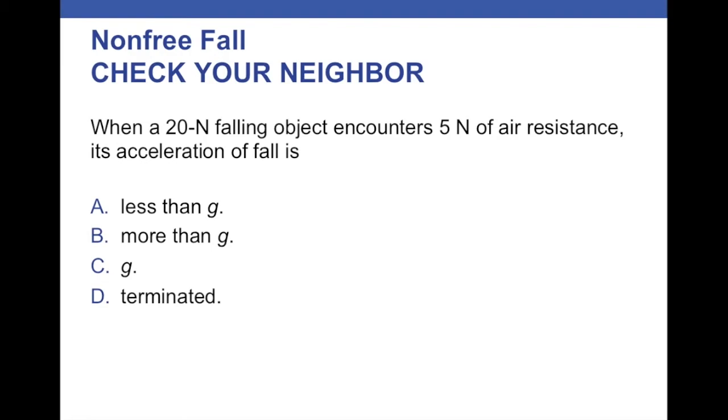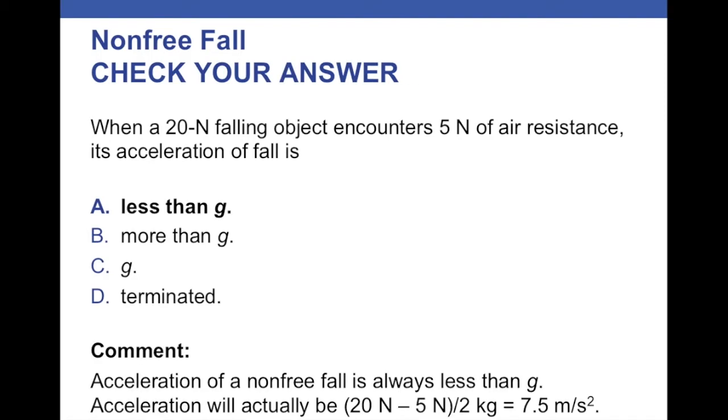Okay. When a 20 Newton falling object encounters 5 newtons of air resistance, its acceleration of fall is A. It has to be less than g, because you couldn't have any air resistance for it to be g, so it's always going to be less than g if the only forces acting on it are gravity and friction.